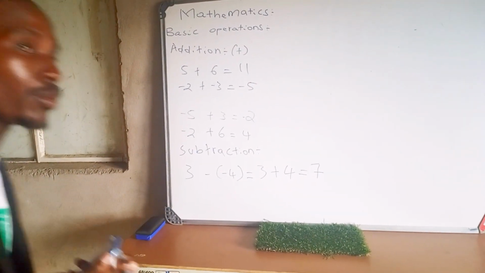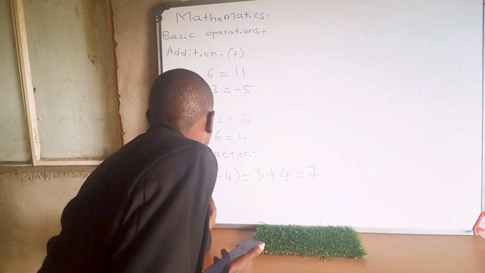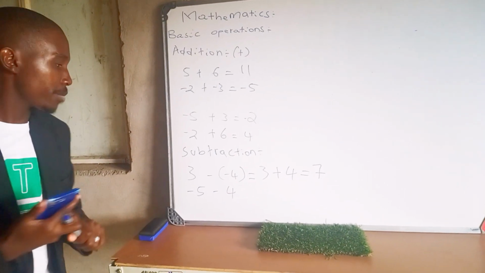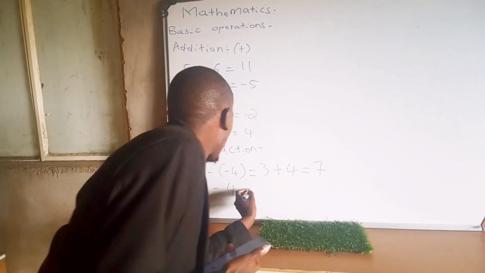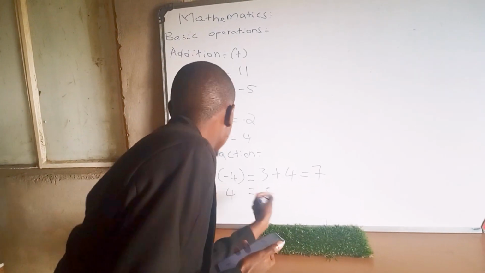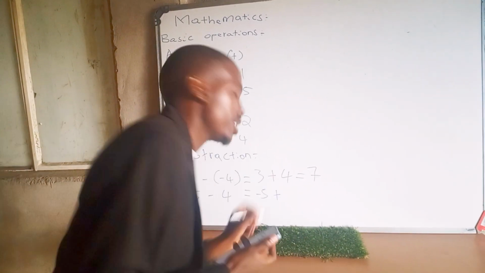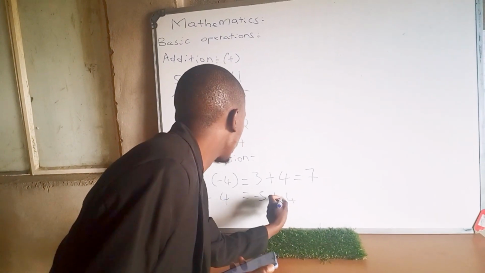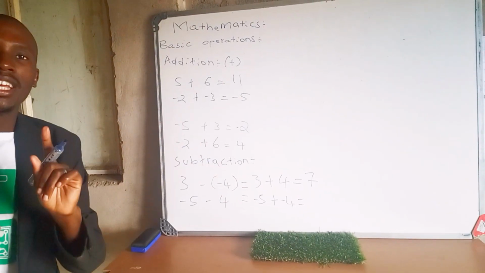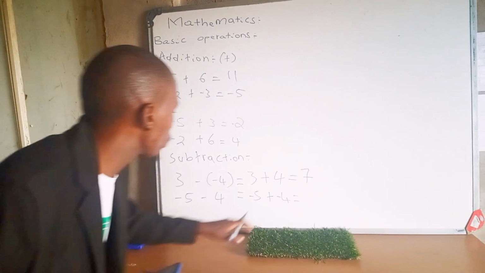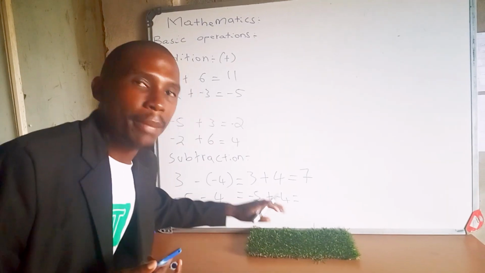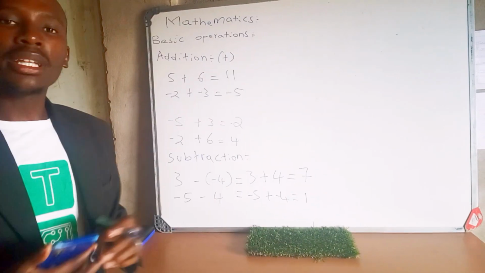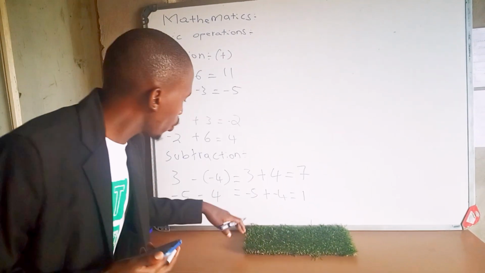Let's go to another example. If we have -5 minus 4, for example, we are going to follow the same rule. We change the subtraction sign into addition. Now we change the sign of the second number, which means now it is -4. Now we follow the addition rule, which means now we are going to say the bigger number minus the smaller one. 5 minus 4 is 1. And we take the sign of the bigger number, which is 5.